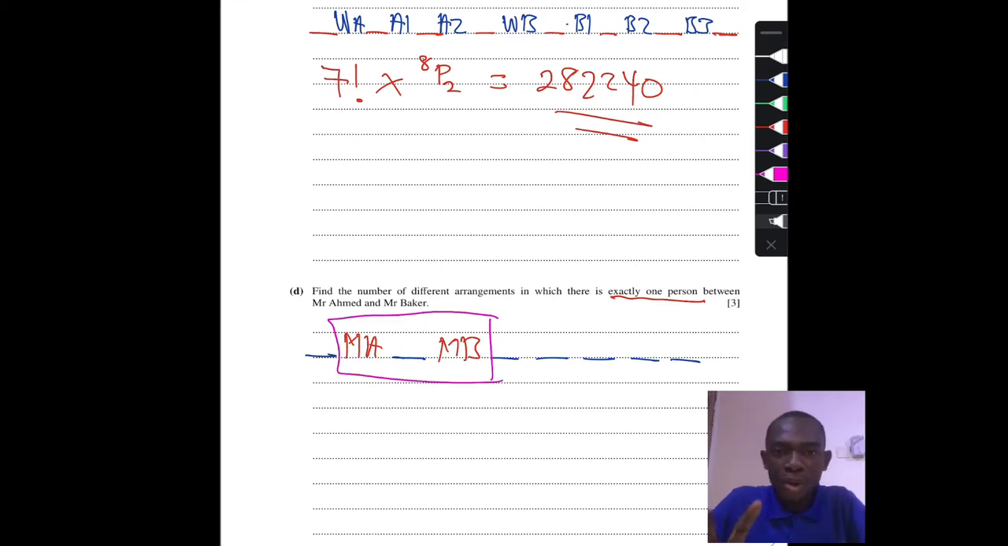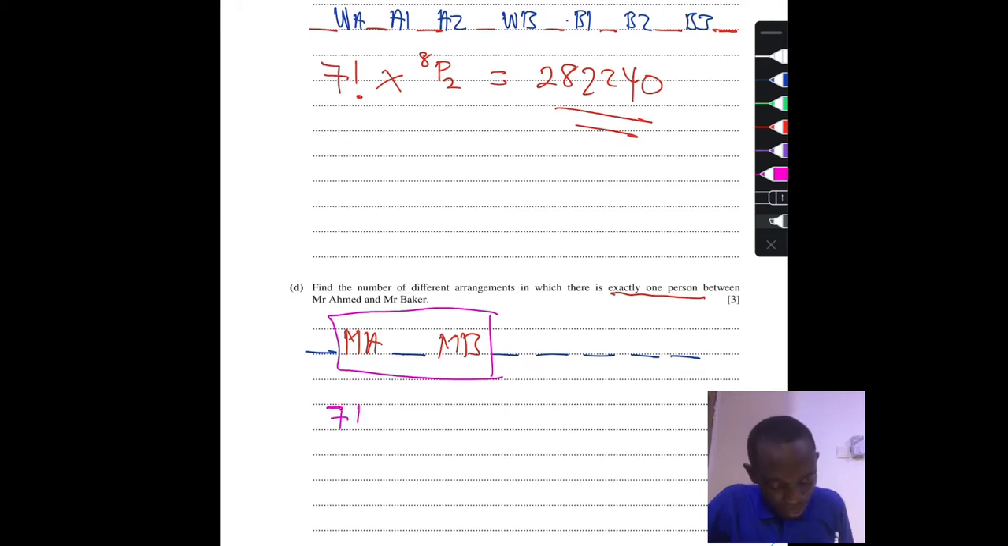Now, once you put a box around them, it's treated as 1 unit. Okay, so now how many units do you have to arrange? You have 1, the whole thing is 2, 3, 4, 5, 6, 7. Okay, so that means you have 7 factorial ways to arrange. But you are not done. Go inside the box. You see, you have Mr. Ahmed over here and then Mr. Baker over here. They can flip, okay? So that Mr. Baker comes here, Mr. Ahmed comes here. So there are 2 ways to arrange this.